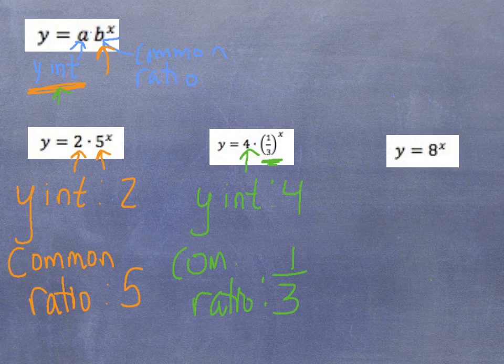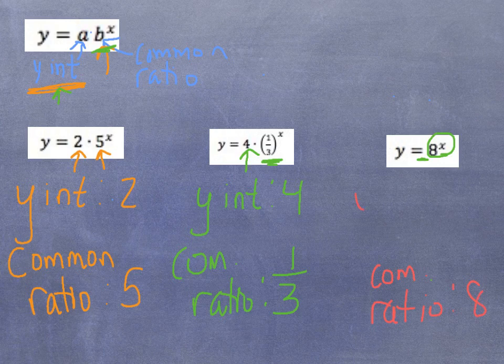The third example, though, the third equation here, I feel like a number is missing. Okay, so what number is going to go out in front of the 8? So I see that the 8 is to the x power, so what does the 8 represent? Well, it's the base of my exponent of x, so I know that that's going to represent my common ratio. So my common ratio is 8.